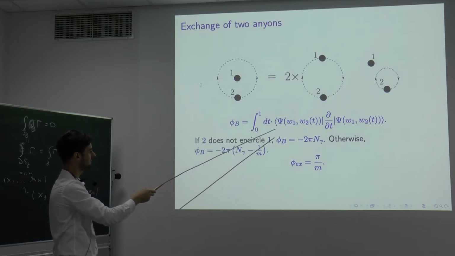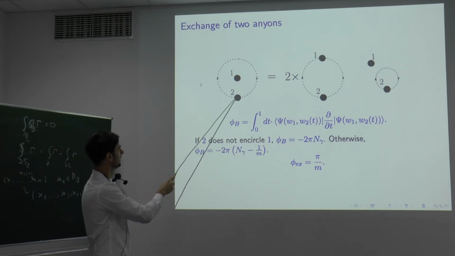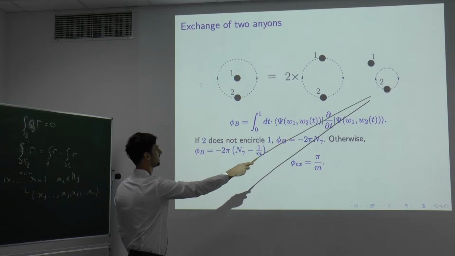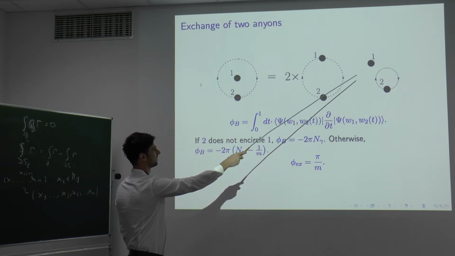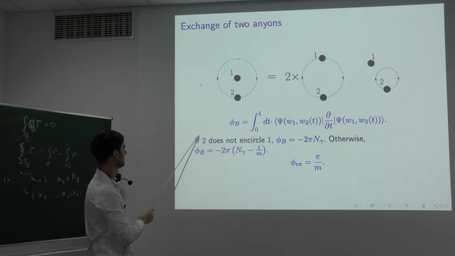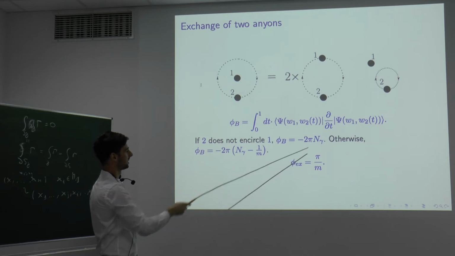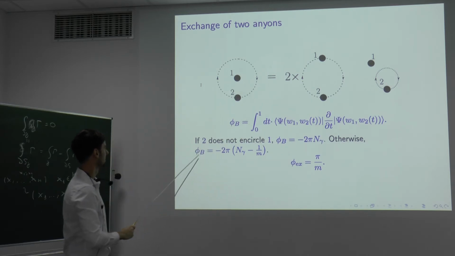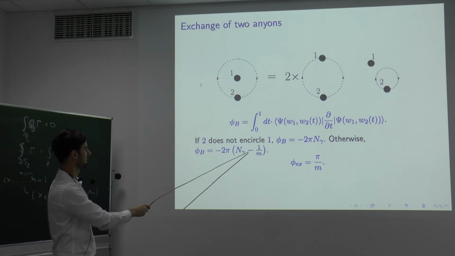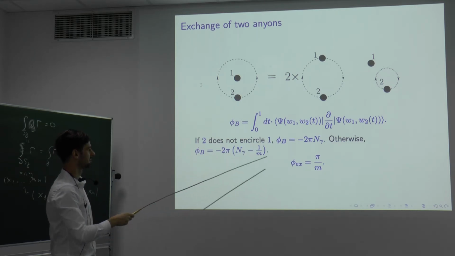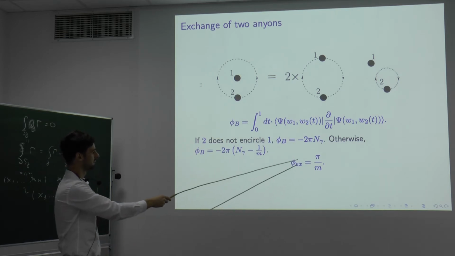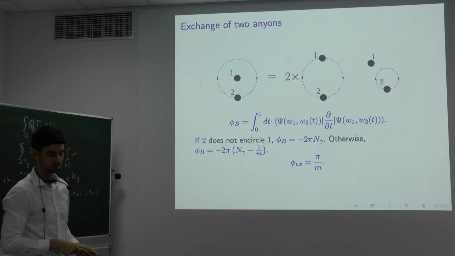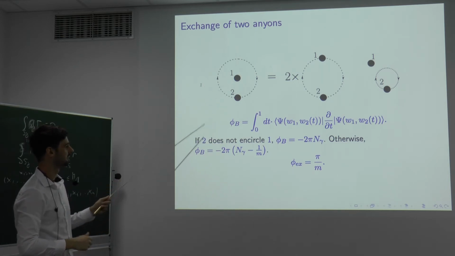What turns out is that we can compute the Berry phase first when the loop encircles the first particle, and the second Berry phase when the other loop doesn't encircle the first particle. If 2 does not encircle 1, the Berry phase is minus 2 pi times the number of electrons inside this loop. Otherwise, the Berry phase is this expression plus 1 over m. If we subtract those two situations, we get a loop-independent expression, and it's always pi over m. So this is the phase that is gained by exchanging those two anyons.